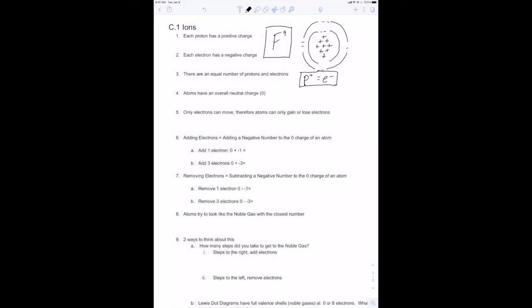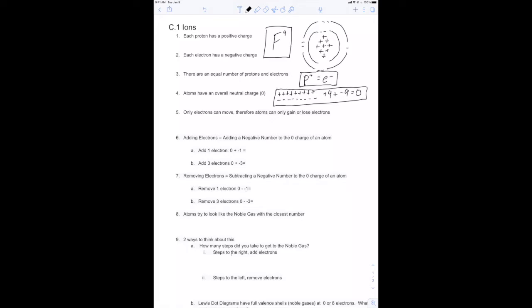Protons and electrons are equal to each other. Because of that, we have 9 plus charges in our fluorine and 9 minus charges in our fluorine. That means each positive charge has a negative charge and vice versa. If you add positive 9 to negative 9, you get 0, and that is our fourth point: atoms have an overall neutral charge.